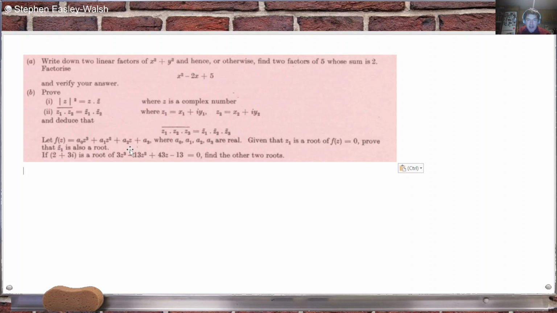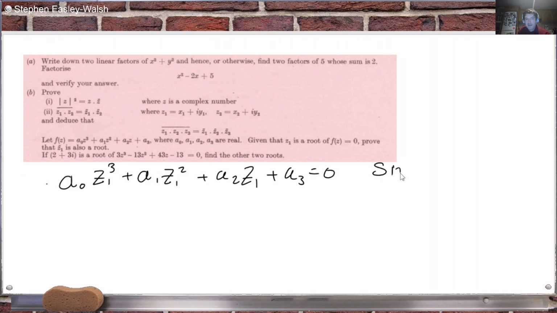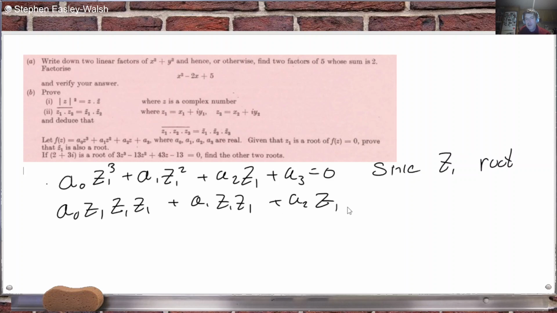If f(z) is a cubic and z1 is a root, prove that z1 conjugate is also a root. So you know that a0 z1 cubed plus a1 z1 squared plus a2 z1 plus a3 equals 0, since it's a root. So that is a0 z1 z1 z1 plus a1 z1 z1 plus a2 z1 plus a3 equals 0.